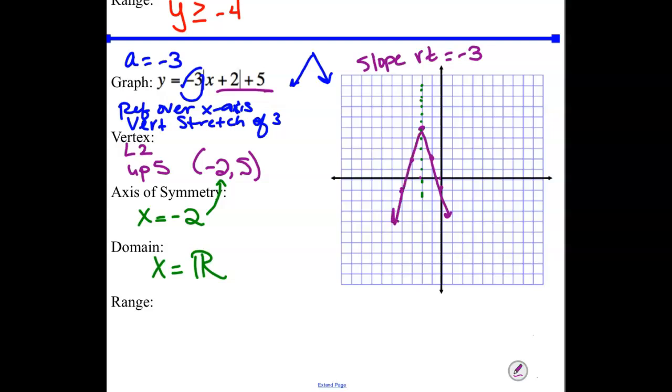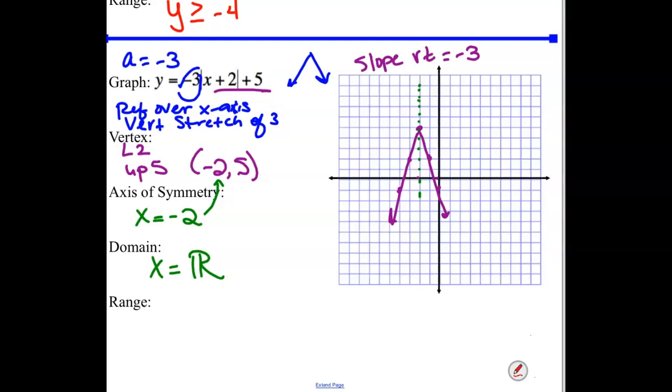So I have this upside down V, and notice the symmetry here. We are 2 spaces from our line of symmetry to get to this dot. We are 2 spaces on the opposite side to get to that dot. So my range in this case, because my highest value is up here at 5, I'm going to say that my y values have to be less than or equal to 5.